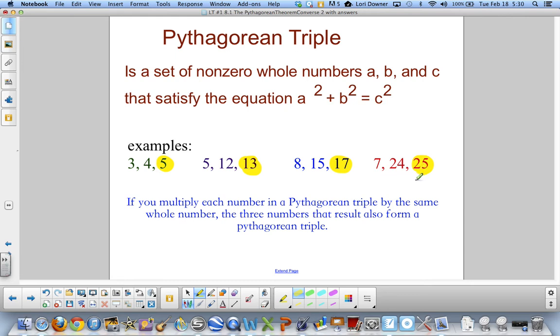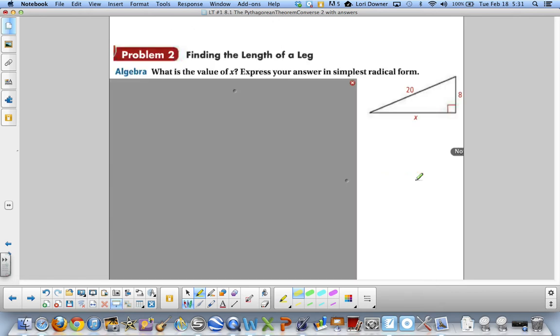But not just any three numbers will make a Pythagorean triple. So keep that in mind. These are just some special ones because they're all whole numbers, none of them are decimals, and it works in the Pythagorean theorem. Let's practice the theorem.